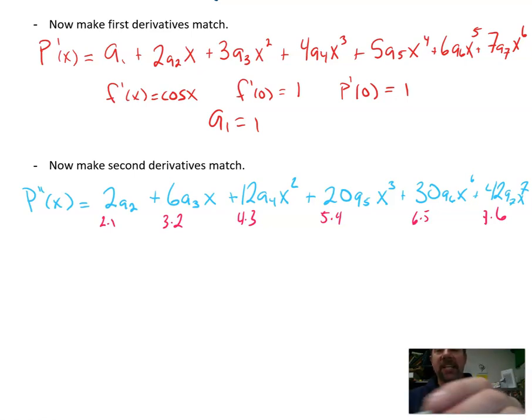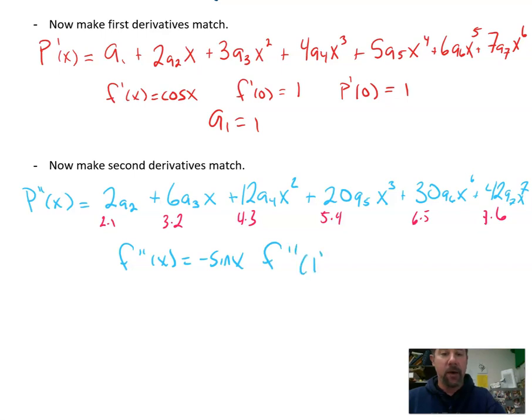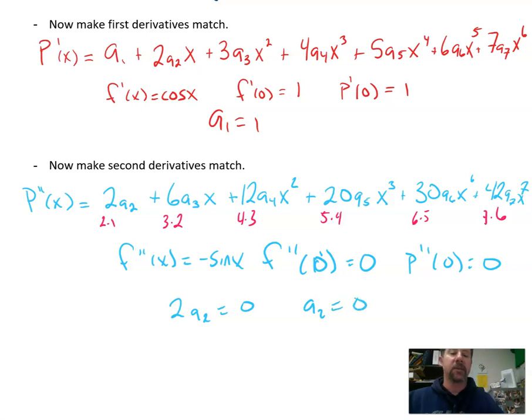Now, I know the second derivative of our function, the derivative of cosine, is negative sine of x. And so f double prime of 0 again is going to be 0. And then I know that p double prime of 0 should also equal 0, which means that 2 a sub 2 should equal 0, or that a sub 2 should equal 0. So now I found a sub 2.